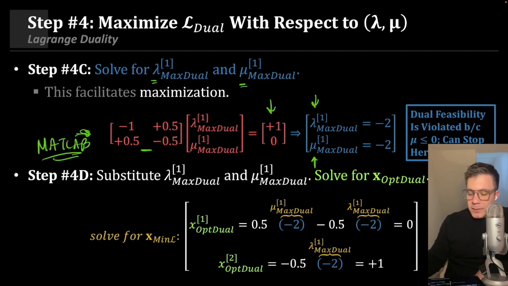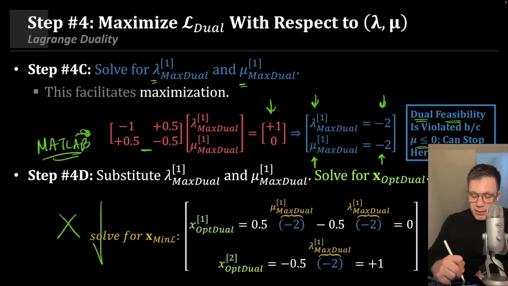So lambda and mu that maximize the dual Lagrange function, both of them are negative 2. And this is a problem because it violates dual feasibility, right? Dual feasibility tells us that all the mu values must be greater than or equal to 0. So we could really stop right here and not continue any further because this is not a viable solution.